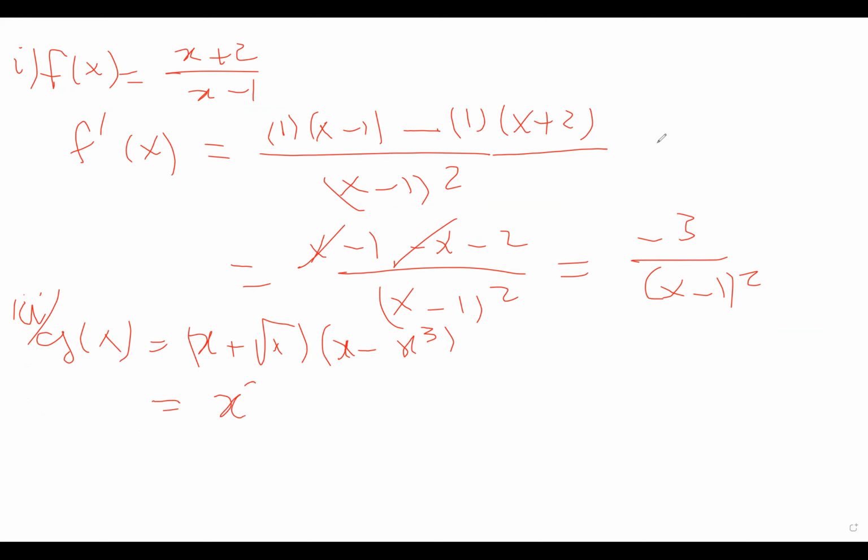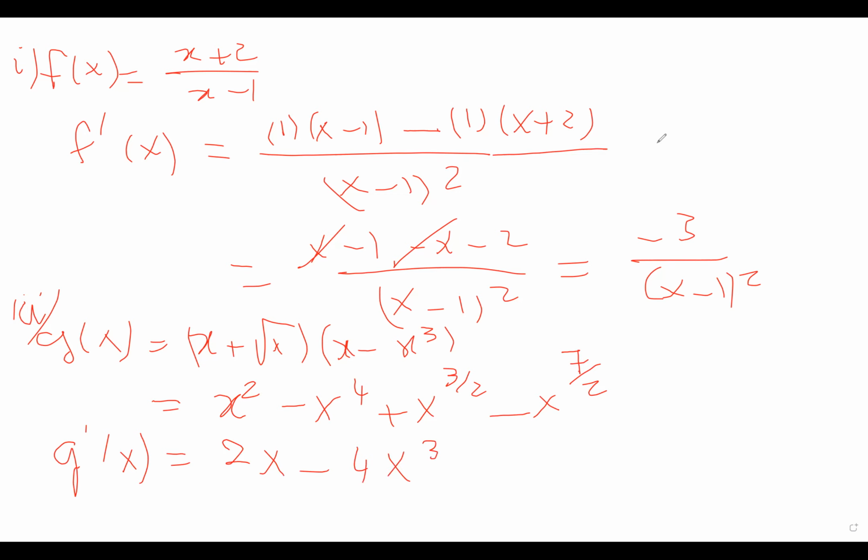So I will get x^2 - x^4 + x^(3/2) - x^(7/2). Now I will differentiate: g prime of x equal to 2x - 4x^3 + (3/2)x^(1/2) - (7/2)x^(7/2 - 1), that means minus 2 over 2, so 5/2. That's the derivative of g.